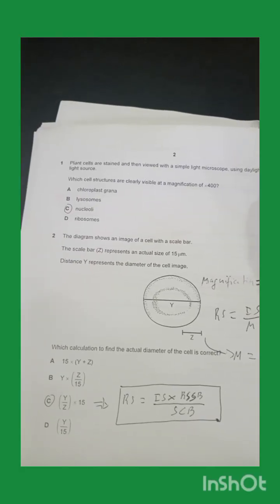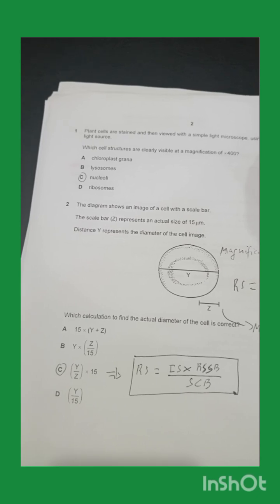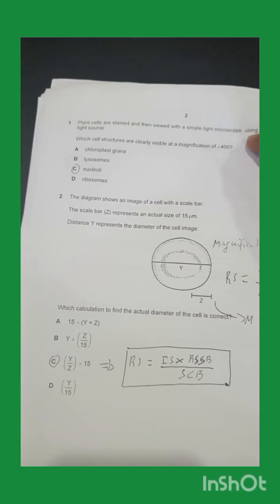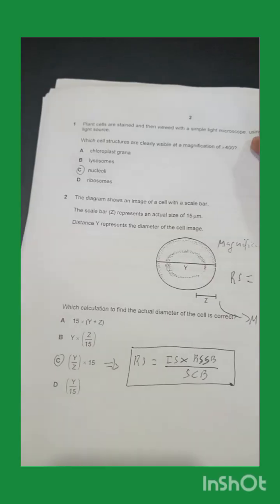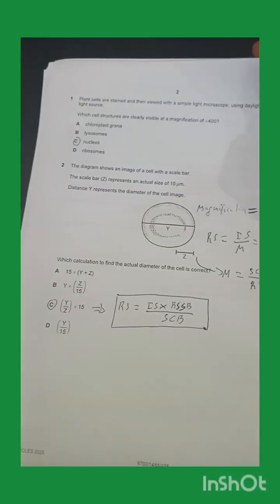So, chloroplast grana, no, it's not visible at this magnification. Lysosome, no, and the answer is actually nucleoli, right? Nucleus and nucleoli are visible under this magnification. The ribosome is too small, can't be seen with the light microscope. Okay, let's move on. One was a piece of cake.